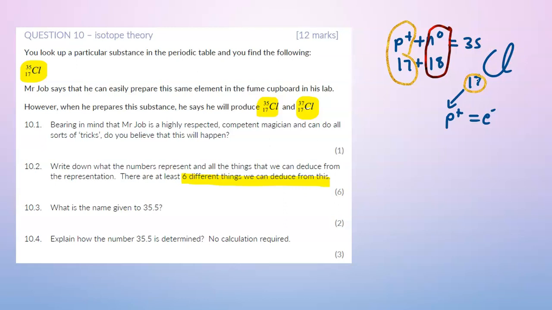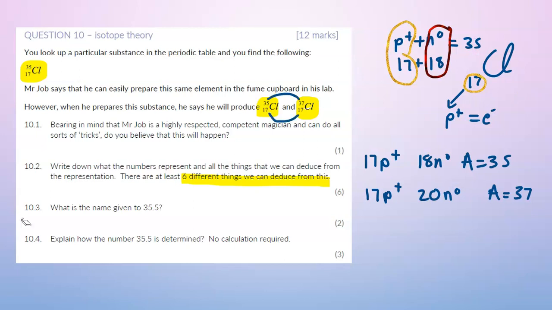So we know that the first one has 17 protons and 18 neutrons because the mass number is 35. And then for the second one, it will have 17 protons, 20 neutrons, and we know that because the mass number is given as 37. And that's pretty much it, and it just comes from our little cheat sheet that we've been using.